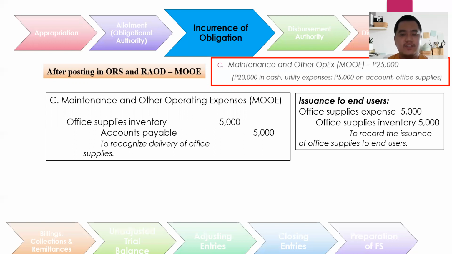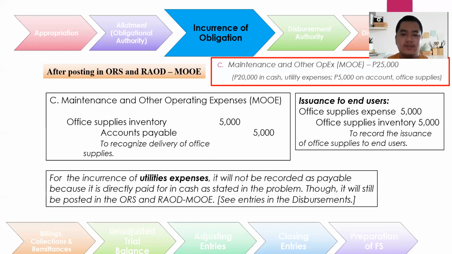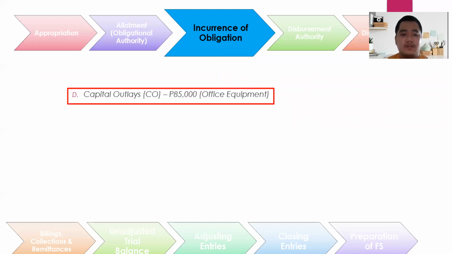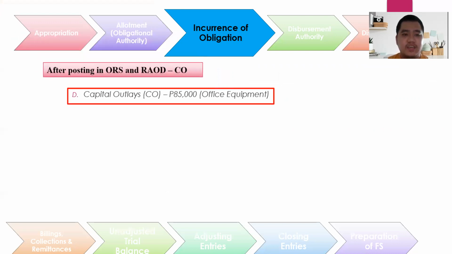Now, for the 20,000 utility expenses, as you can see in the problem, it is paid in cash, and therefore the utilities expense will not be recorded as payable because it will be directly paid in cash. So we're going to record this accounting entry in the disbursement. Nevertheless, this will be posted in the ORS and RAOD MOOE. For the last object of expenditure, we have the capital outlays, 85,000 for office equipment. After again posting in ORS and RAOD CO, the accounting entry will be as follows.